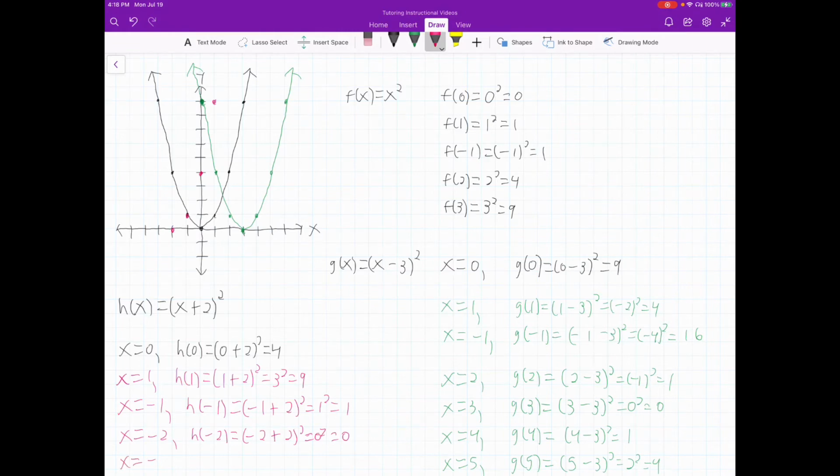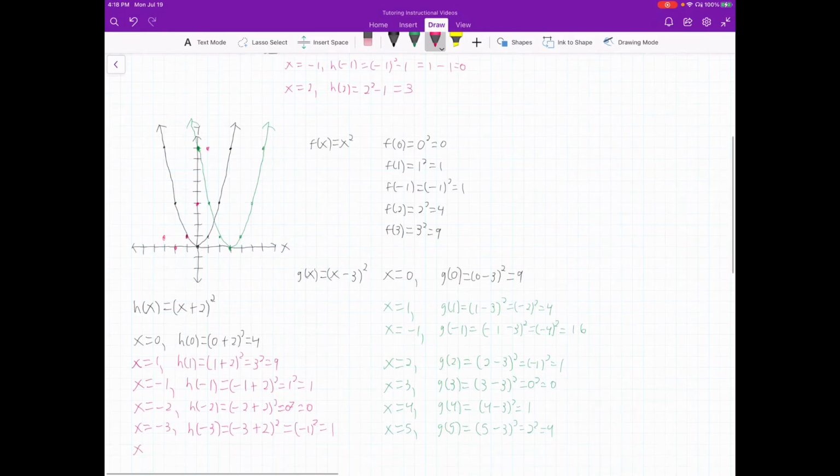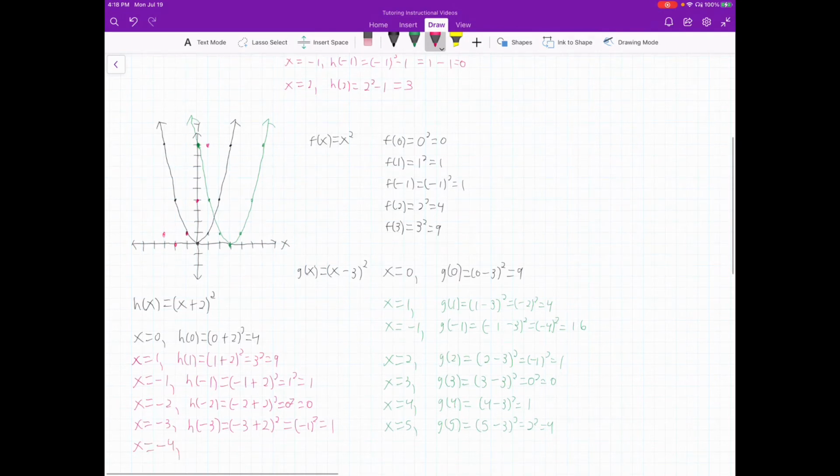If I do x is -3, I get h of -3. It's -3 plus 2, and this should be -1 squared, which is 1. I'll do just one more point. X is -4.